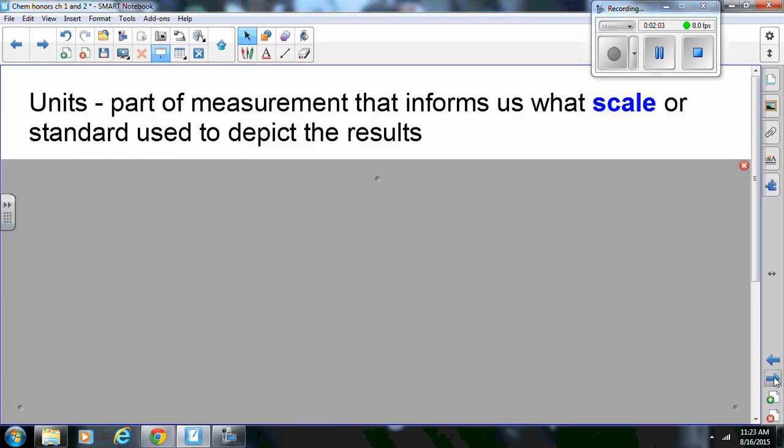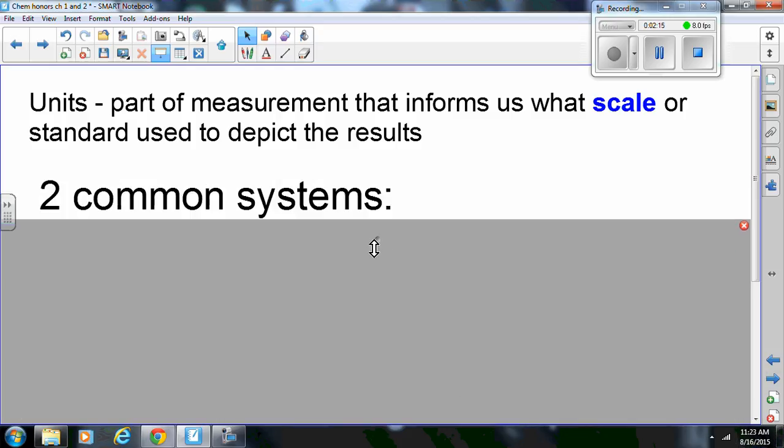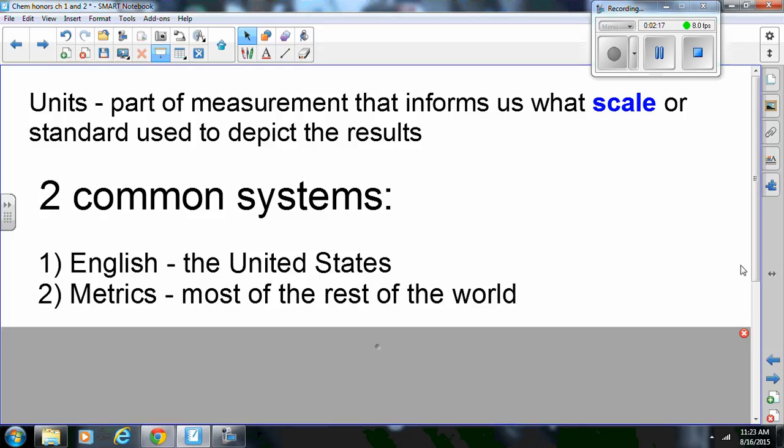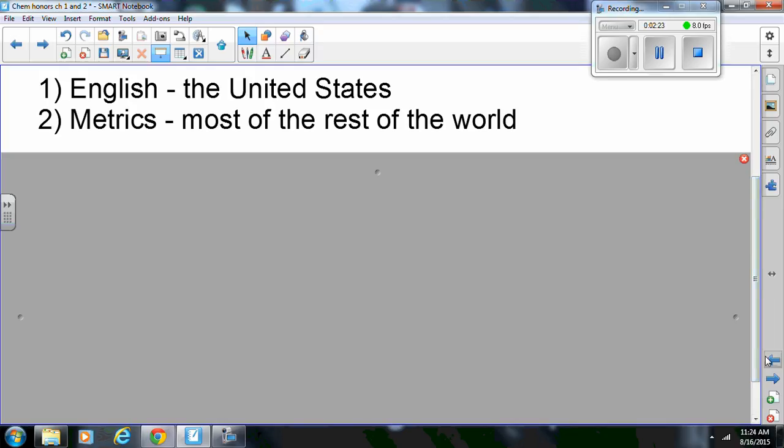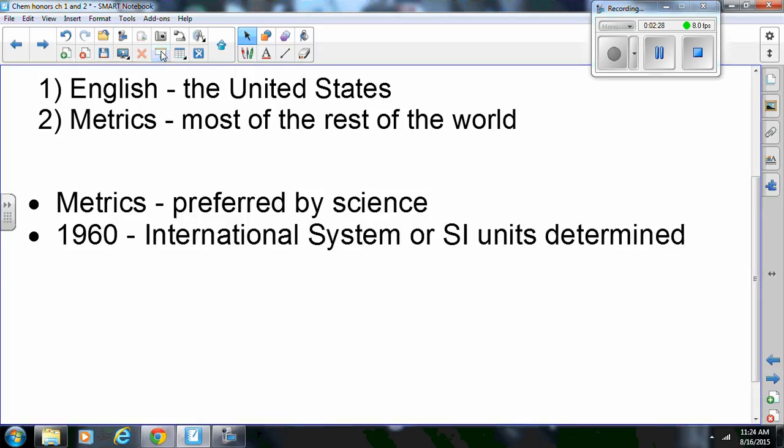All right, so we're going to move on to our units. And units are the part of the measurement that tells us what scale or standard you are using to tell me your results. We have two common systems. We have the English system, which is what we use in the United States, and then you have the metric system, which most of the rest of the world uses, and it's what we'll be using in chemistry class.